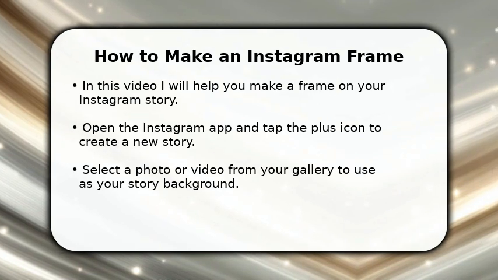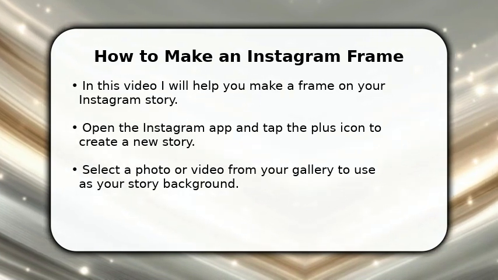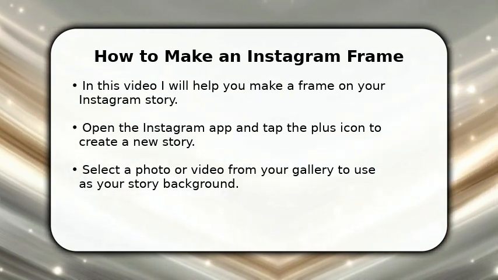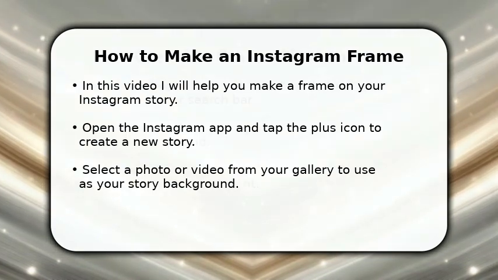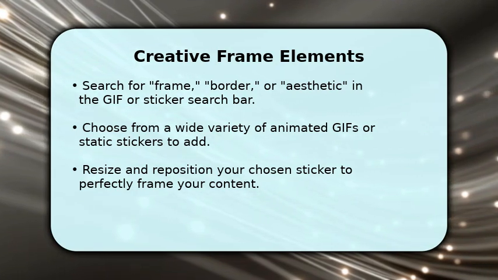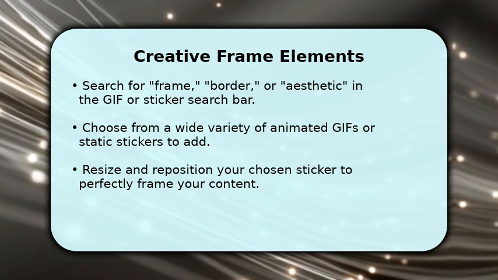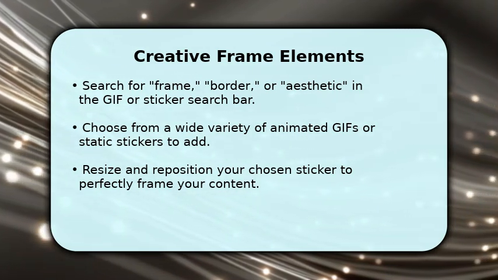Next, choose a photo or video from your phone's gallery that you wish to use as the background for your story. This will be the canvas for your creative frame design. Once you have your background, tap the sticker icon, which looks like a square smiley face. In the search bar, type terms like frame, border, or aesthetic to find a wide array of options.